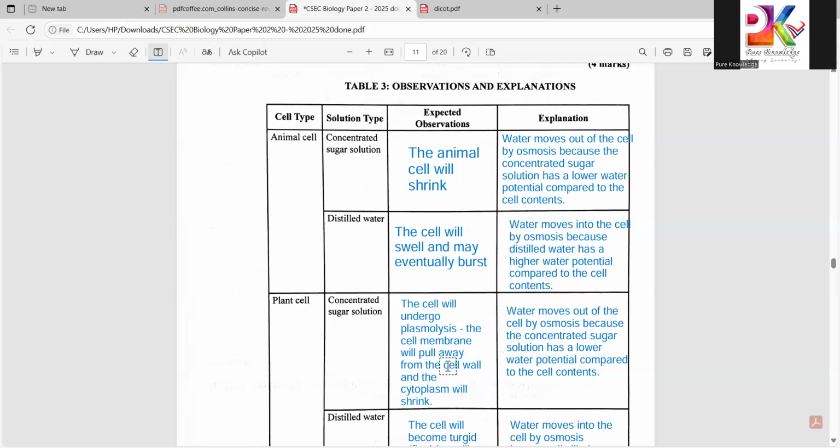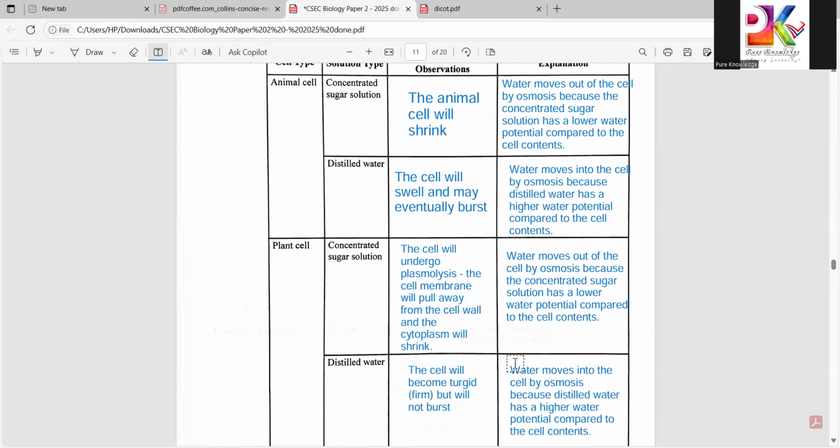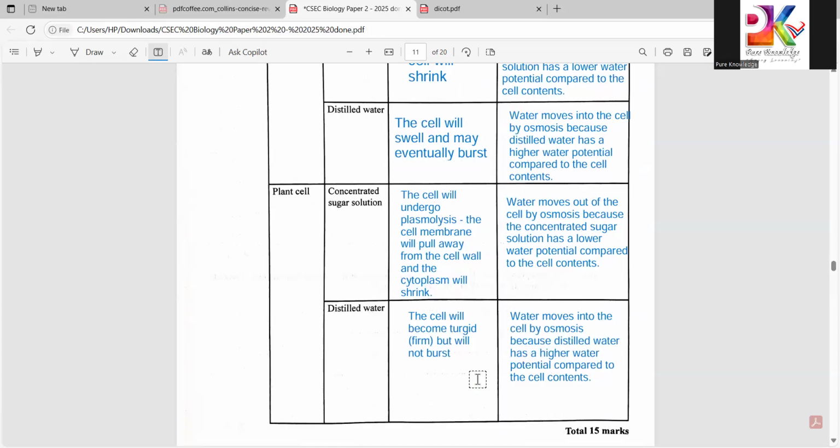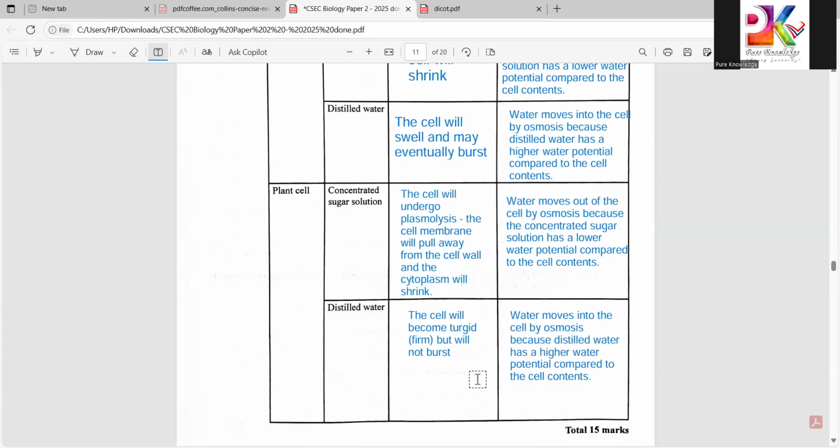Then when you place a plant cell in distilled water, the cell will become turgid, firm, and will not burst because the cell wall will protect it, right? And it's the same thing. Water will be moving from a place of high concentration, distilled water, to a place of low concentration inside the cell. However, the cell wall prevents it from bursting and it just becomes turgid and firm. All right, so that is this table.